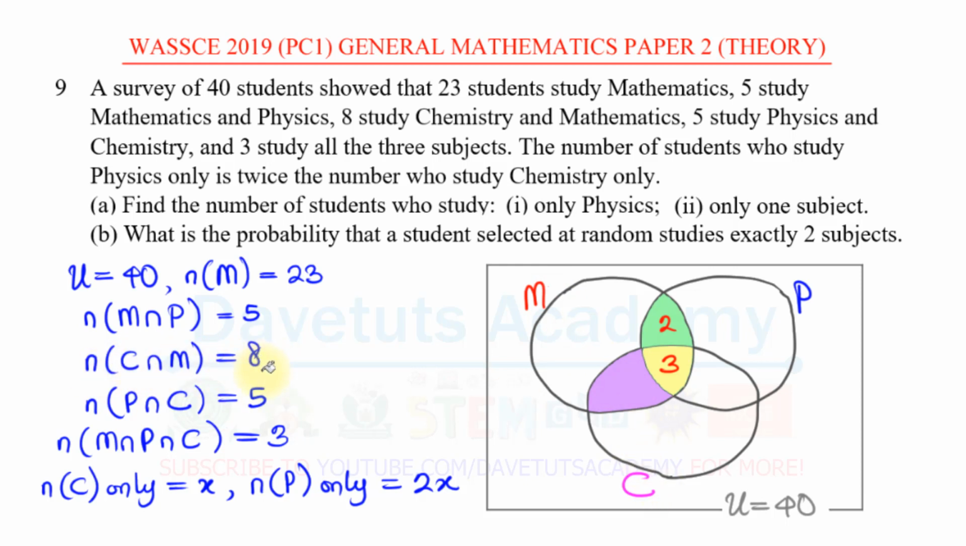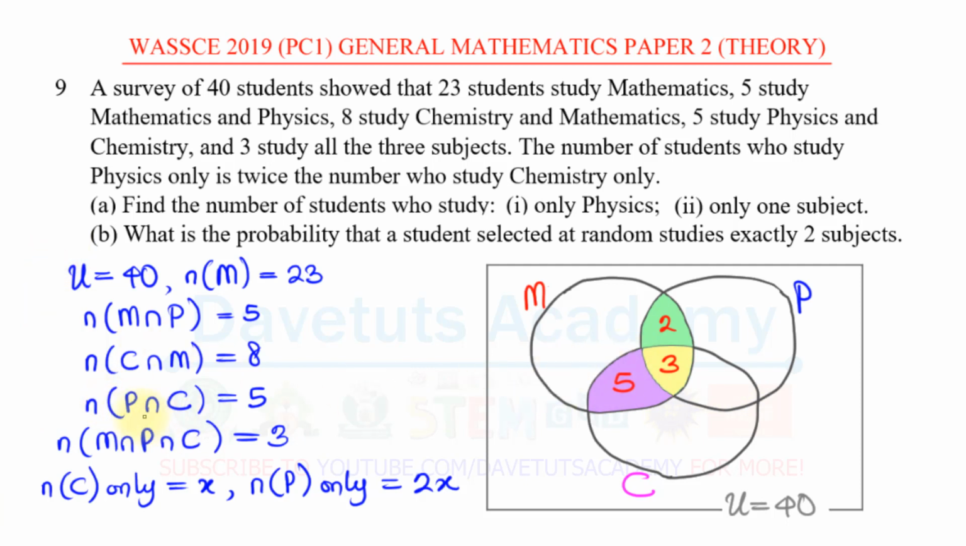But out of that 8, 3 study maths, physics, and chemistry. So the remaining here for the purple section will be 8 minus 3, and that will give us 5. So here we are going to have this as 5. This region is 5. Now that is not all.